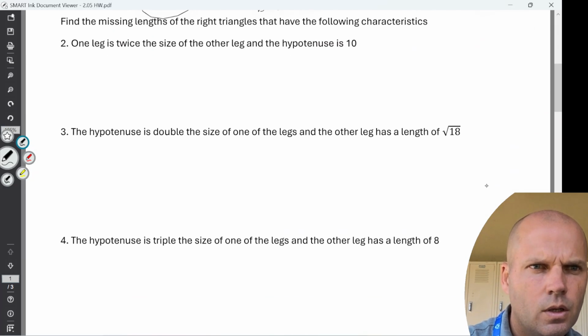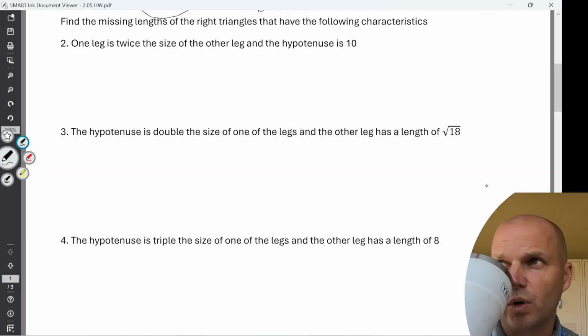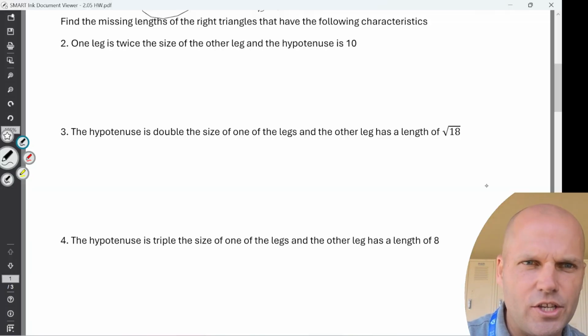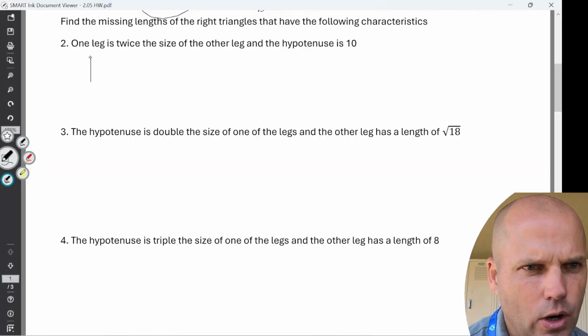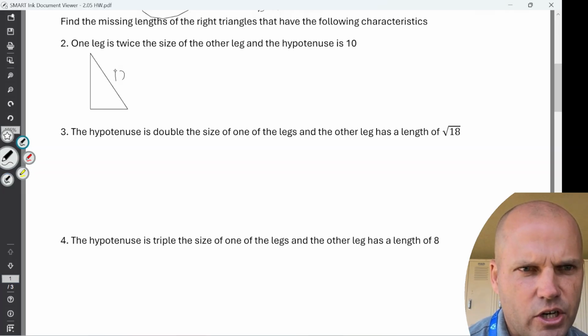Great. Find the missing lengths of the right triangles that have the following characteristics. This is question number 2. One leg is twice the size of the other leg. And the hypotenuse is 10. Okay, so I'm going to draw a right triangle. And I know that the hypotenuse of this right triangle is 10.